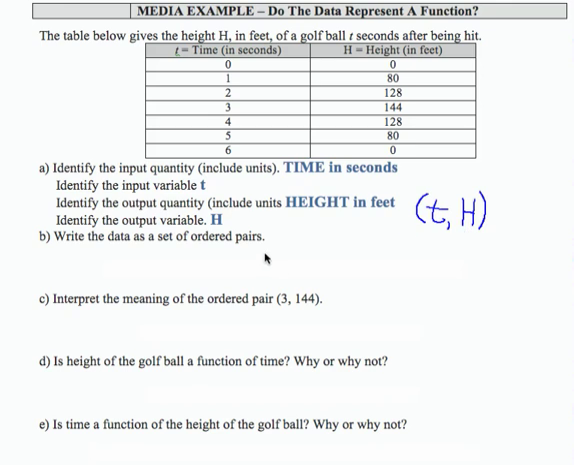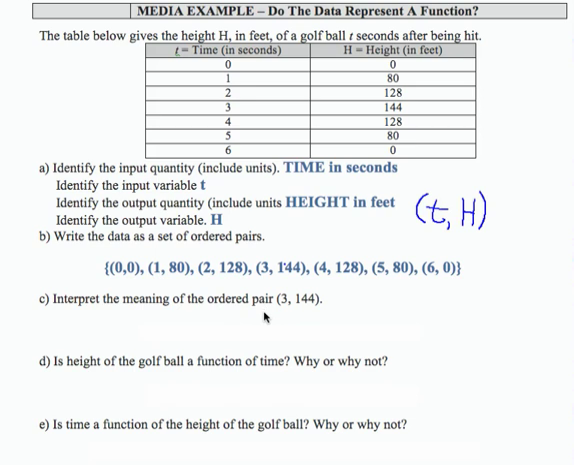For part B, we're asked to write the data as a set of ordered pairs. So to do that, we want to match up the input-output combinations as a list of ordered pairs, and we want to do that in a very specific way. Notice the use of set brackets at the beginning and the end, and the ordered pairs with commas in between each coordinate, and then commas in between the individual ordered pairs. So what you write on your paper should look exactly like this, and we're just listing 0, 0, 1, 80 to 12, 8 for each of the combinations there.